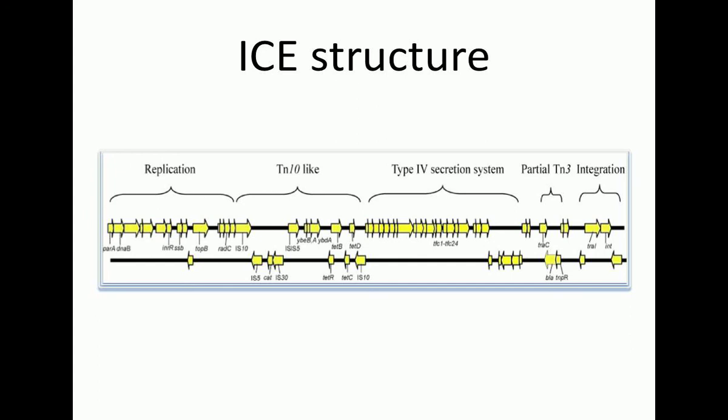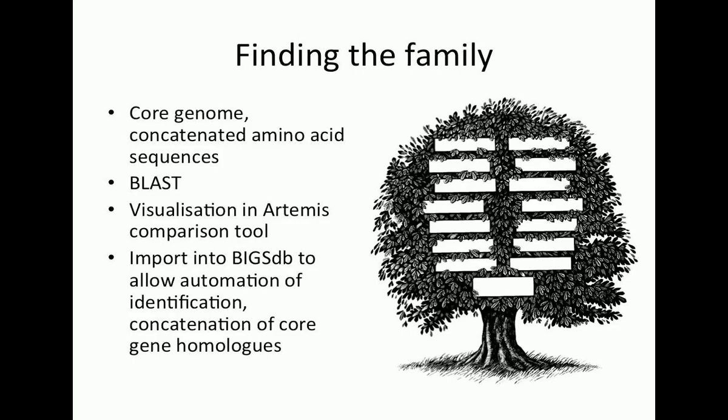Clearly, in the last few years, there's been an explosion in the amount of whole genomes available in the NCBI database, and the starting point of my study was to interrogate the NCBI database to see if other members of this ICE family could be found, how widely they were distributed, and whether their phylogeny could tell us anything about how the ICE was evolving.